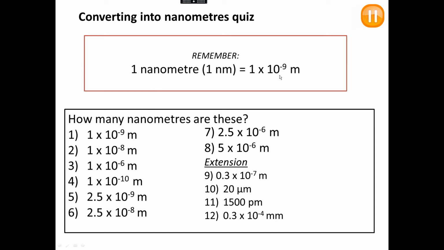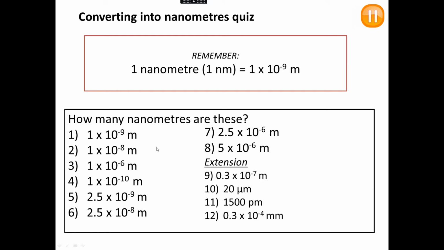So think to yourself, is it going up by 10? Is it going up by 100, which would be going up by 10 2 times? How many nanometers are each of these? Pause the video, go for it. Okay, I'm going to put the answer slide up so you can work your way through it.